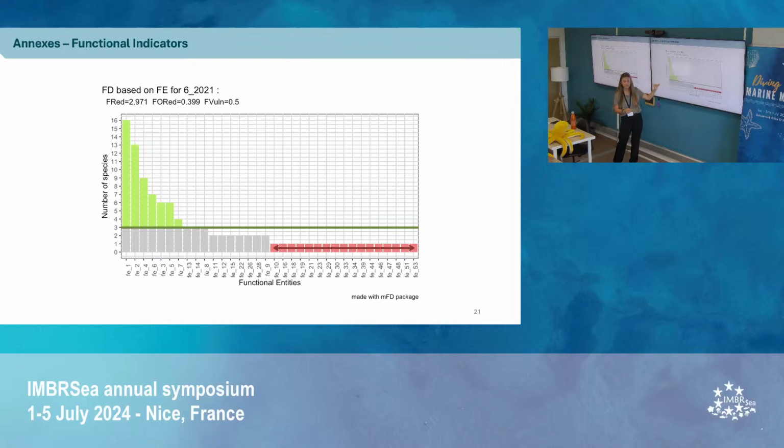The functional redundancy is the average number of species per functional entity in the region. However, this indicator can be a bit tricky since the distribution can be skewed. So to account for that, there is another indicator called functional over-redundancy, where we calculate how many functional entities are over this mean average of species. And the functional vulnerability indicator is the number of functional entities with only one species within them. So if the species disappears, then the functional role is not performed anymore.